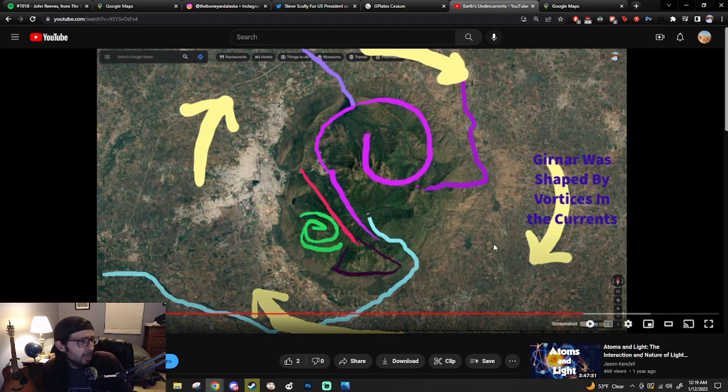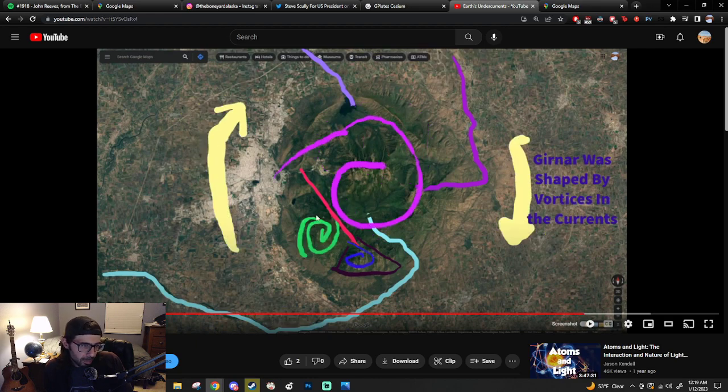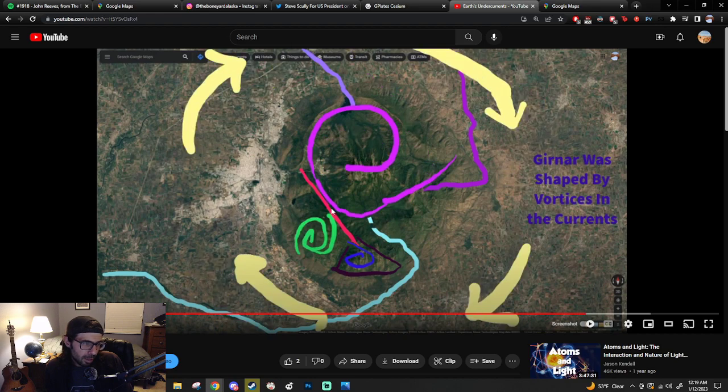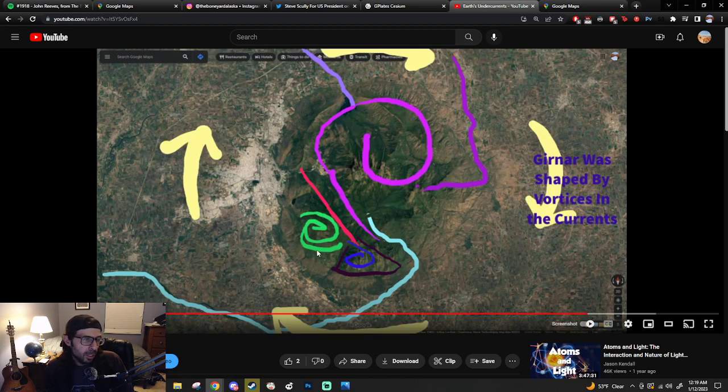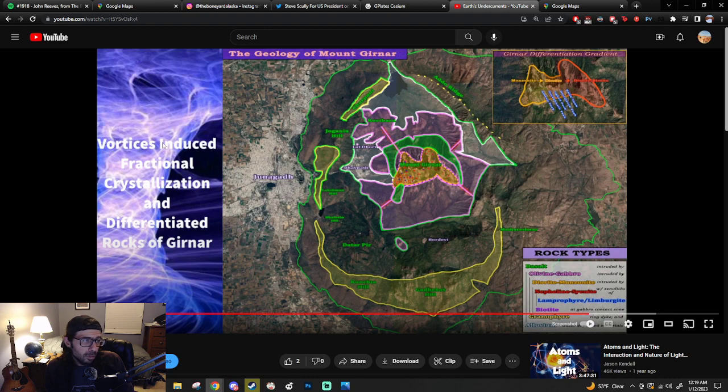I mean, it's not the best, like right here, this moment in time, it doesn't really match. But I've talked about this enough that I just kind of put it in there. This one, sorry, I tried to make them take the shapes and so on, but anyway, vortices induced fractional crystallization and differentiated rocks of Gurnar, so I just kind of inserted this here, pretty much.